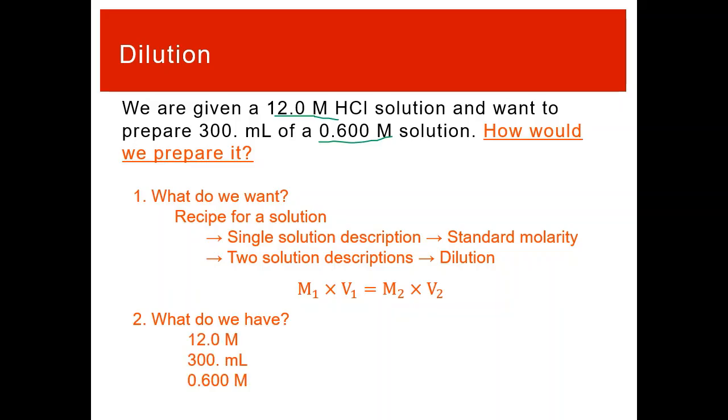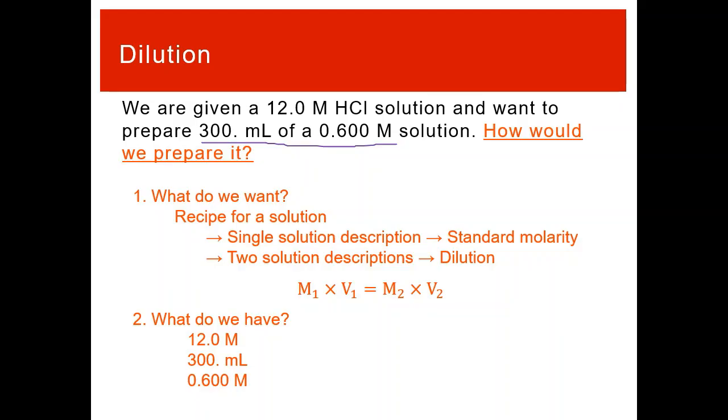And in general in dilution, lots of numbers are given. We have 12 molar, we have 300 milliliters, and we have 0.6 molar. When we're working through these, we want to try to figure out how are they paired together. So one of the things we can see is that it's 300 milliliters of a 0.6 molar solution. Those two values describe the same solution, either pre or post dilution. What that means is they're going to have the same subscripts, either the 1s or the 2s.